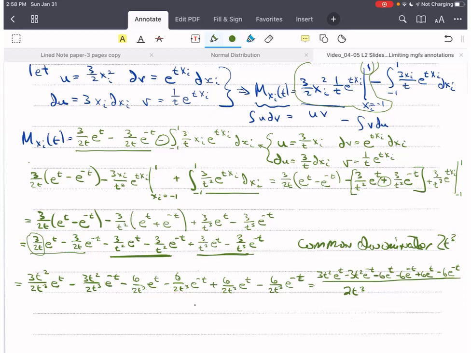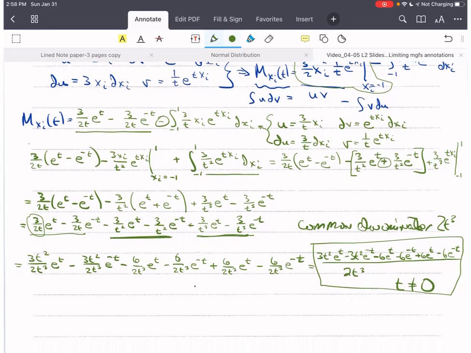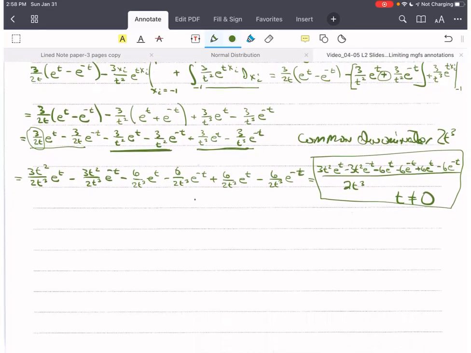And t is not equal to 0. That's the only place where this is not defined. Okay, so this is our MGF of xi. Okay? So now we want to find B, we want to find the MGF of Wn, and so we want M of Wn of t.